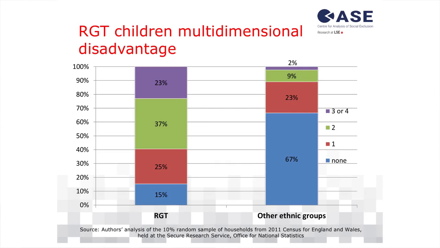So one of the particular features is the multidimensionality of this disadvantage. So it's the fact of not just being deprived on education, but being deprived really across the board. And so in this very simple index of a count of the numbers of dimensions on which children are deprived, we can begin to see that disproportionality. So the purple section of the bar, children are deprived on 3 or 4 of those dimensions that I just showed you, and you can see that there's 10 times as many RGT children in that category as compared to other ethnic groups.